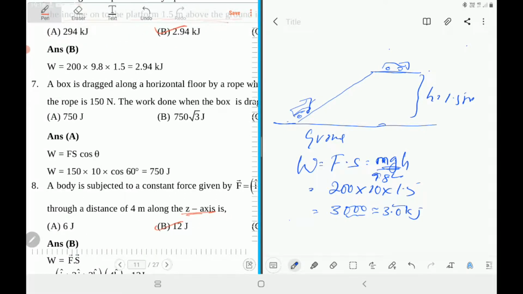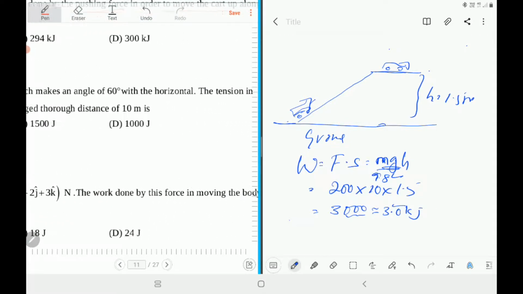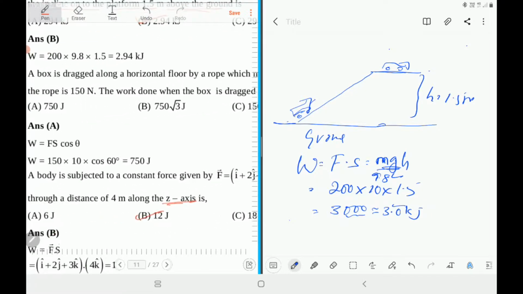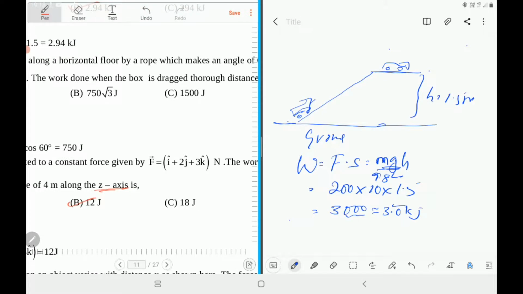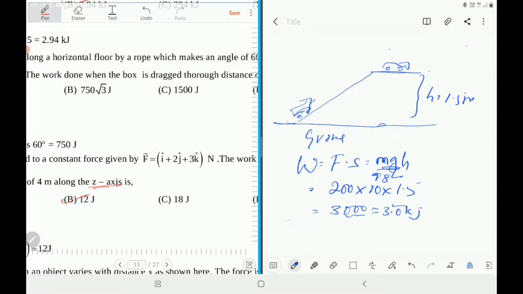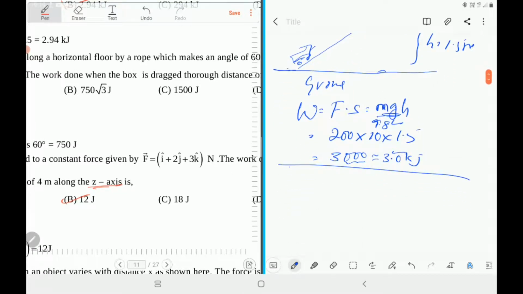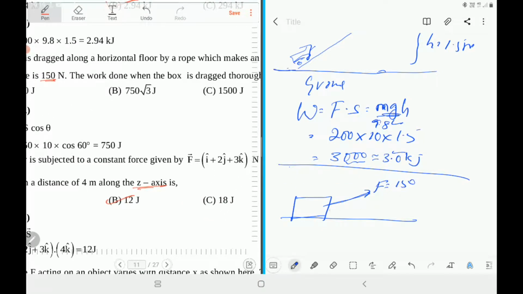Seventh one. A box is dragged along a horizontal floor by a rope which makes an angle 30 degree with the horizontal. The tension in the rope is 150 Newton. The work done in dragging the box to a distance of 10 meters is a very simple application of the work-energy theorem. That's what I told you. You are pulling a box on a horizontal floor with a force F. That force here is 150 Newton, applied along the horizontal, making an angle 60.